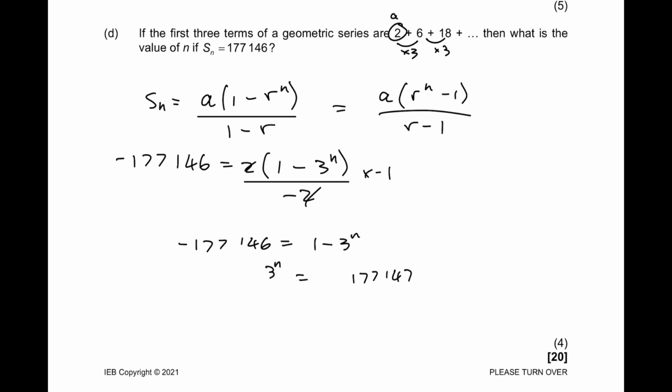So the easiest way is to go to your calculator, and you type in n is equal to the log of 177,147 to the base 3. And these are simple notation for logarithms that you should know in order to convert an equation in exponential form to an equation in logarithmic form. So then you can type that into your calculator and you will get the answer of n equal to 11.